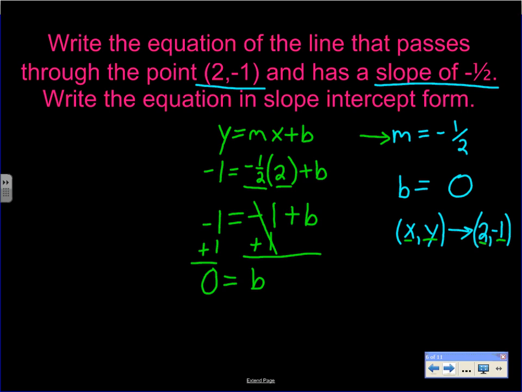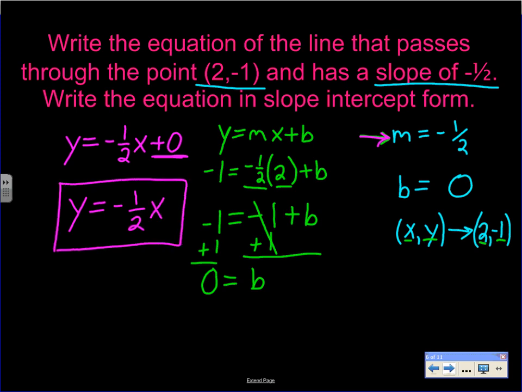And from here, we need to write our equation. Y is equal to mx plus b. Well, we know m is -1/2. And b is going to be 0. From this point, we know that if we add 0 to something, we're not really adding anything to it. So our final equation should say y is equal to -1/2 x. And that'll be your final answer.